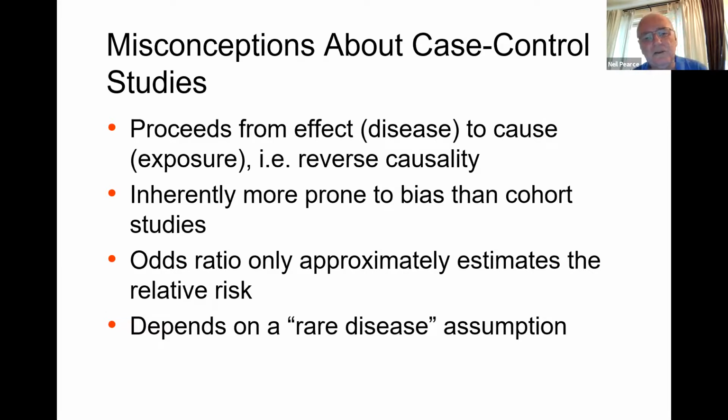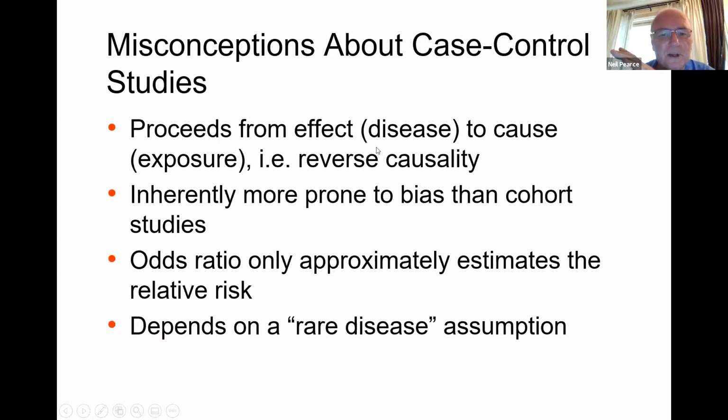And in case control studies, you start with those with the disease and those without the disease, and you look backwards. So they're sometimes called retrospective studies. And therefore, it's argued they go from effect to cause. So there's reverse causality. That they're inherently more prone to bias than cohort studies, and that the odds ratio only approximates the corresponding relative risk from a cohort study if the disease is rare. Now, none of these things are true.